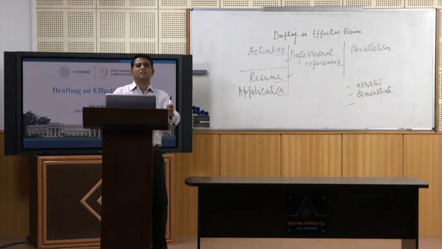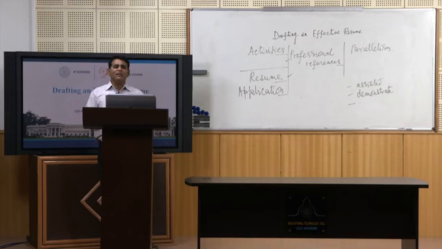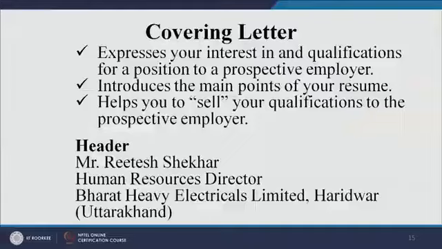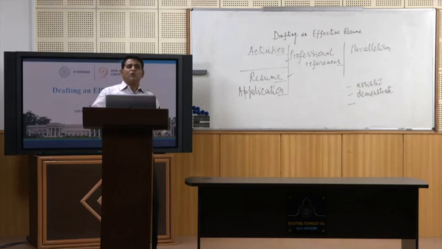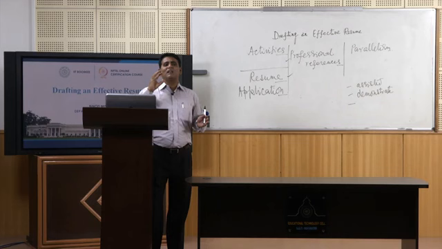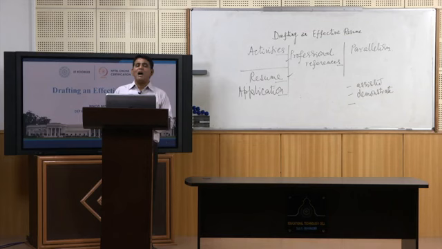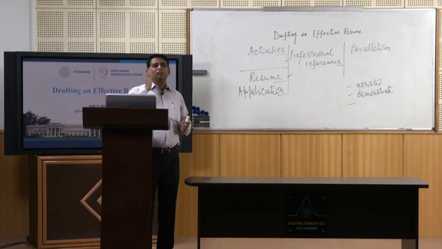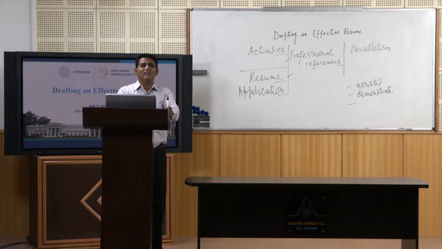Now, what are the things that should be there in the covering letter? In any covering letter, you have to express your interest and your qualification for a position to a prospective employer. But it is not like a routine letter. You are to frame it in such a manner that in the very first paragraph, you have attracted the employer. So through this covering letter, you are selling your qualification to the prospective employer. But when you are writing that, the first thing you need to be cautious about is to write the header. By header, I mean to the person that you are writing, you should write exactly his name, address, whatsoever.